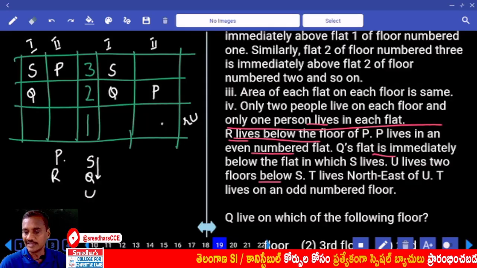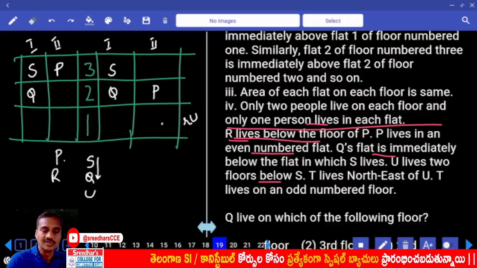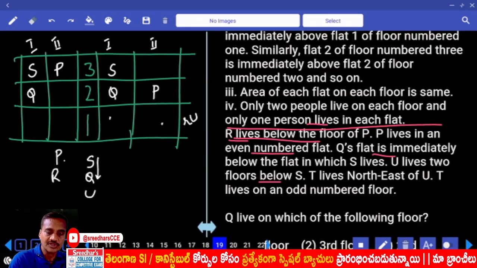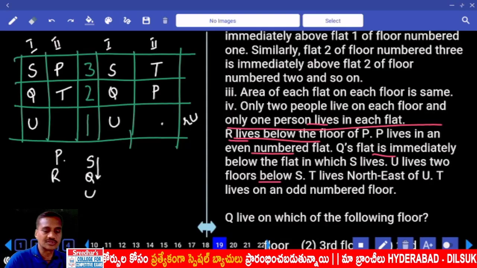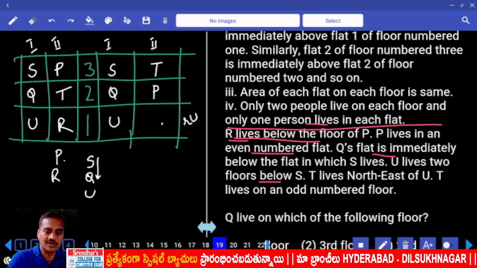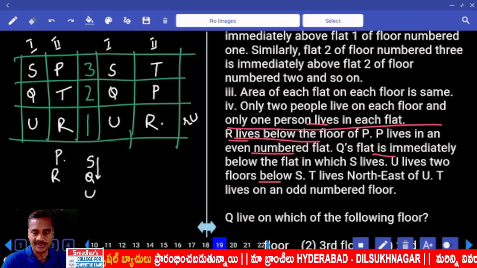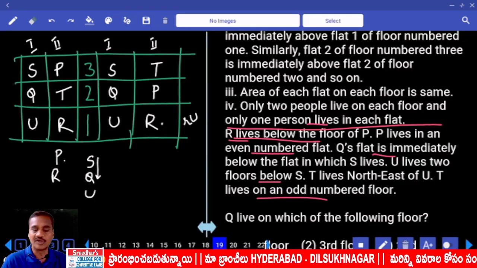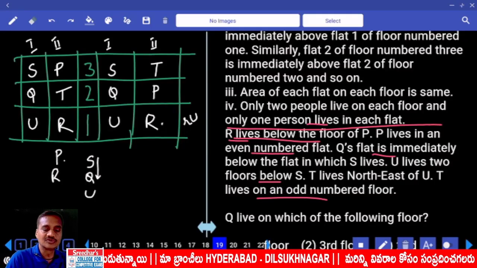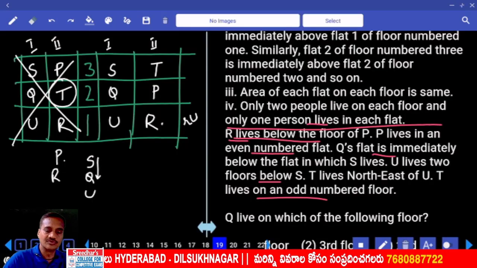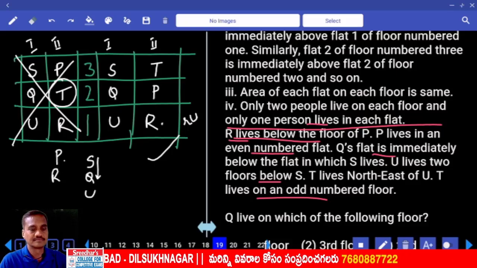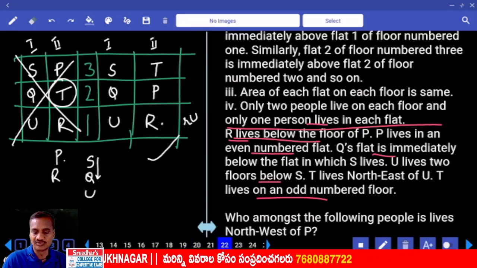Got this? T lives to the northeast of U. T is to the northeast of U. U is here, T is to the north. Then who is the person after R? R is here. Then T lives on an odd number floor. Now T lives on an odd number floor. Here T lives on an even number floor, and this is ruled out. Now we are left with this one. And this is from 19 to 22.